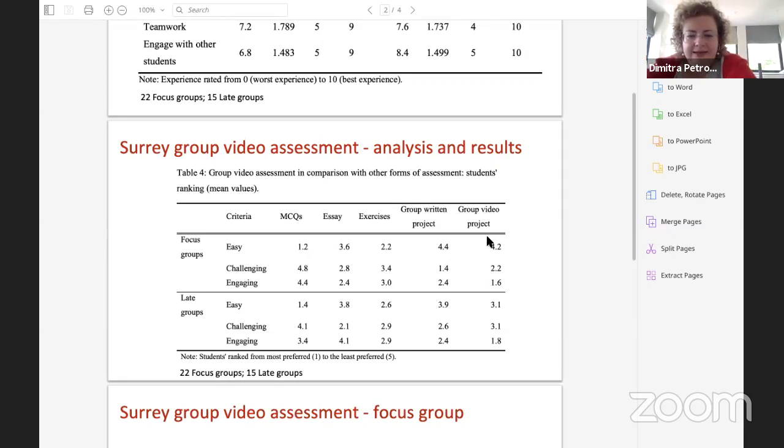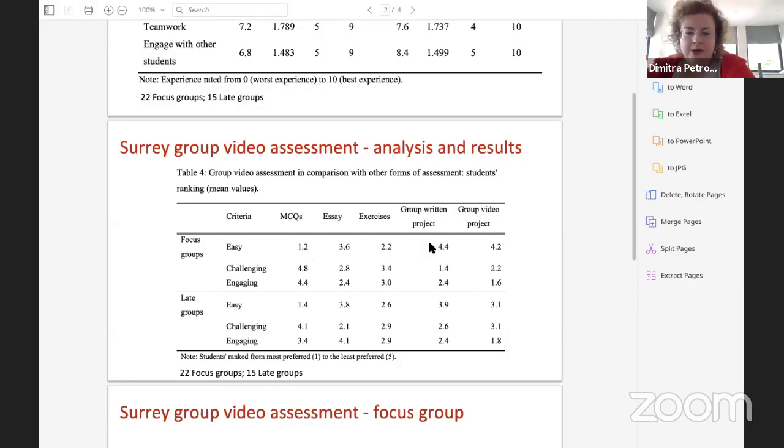And I guess these are small samples, so you can't really tell the difference between a group video project versus a group written project. And this came up also in the discussion, that the group dimension adds a lot of complexity to coordinating and planning and getting things off the ground. So essay, they thought that was a lot more work than doing a multiple choice because they have to do research, but they do that on their own.